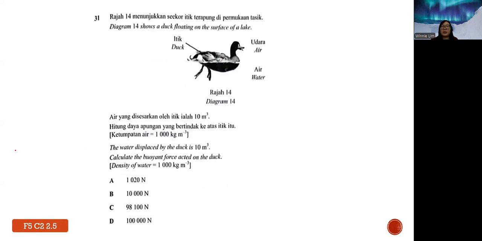31. Diagram 14 shows a duck floating on the surface of a lake. The water displaced by the duck is 10 meter cubed. Calculate the buoyant force. So how do you get the buoyant force? The formula is rho V g itself. So what is the rho? This rho refers to the density of the fluid. Or let's say in a hot air balloon, that is the density of the air surrounding the hot air balloon. So the answer is 1000. And then V refers to the volume of the object submerged. When this much of the object is immersed, this much of liquid will also be displaced.